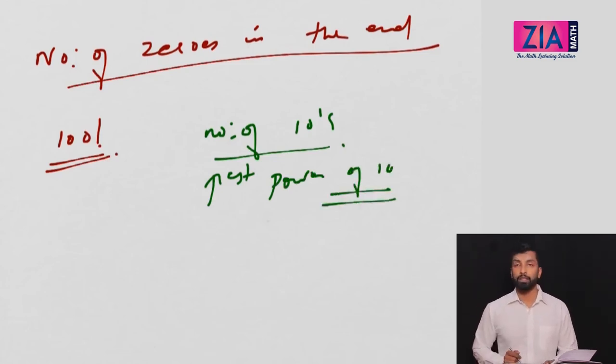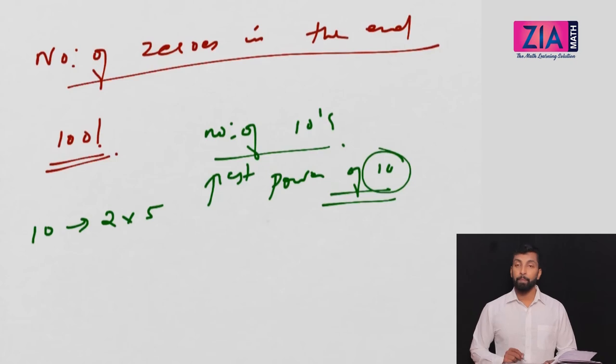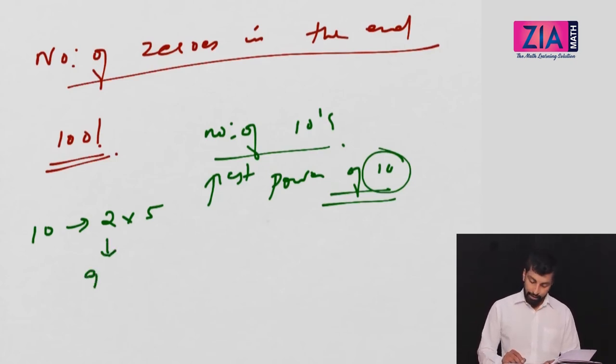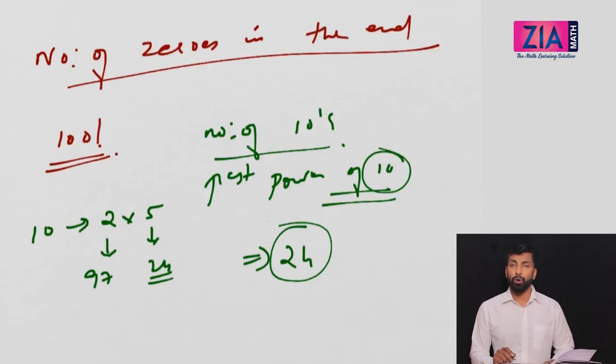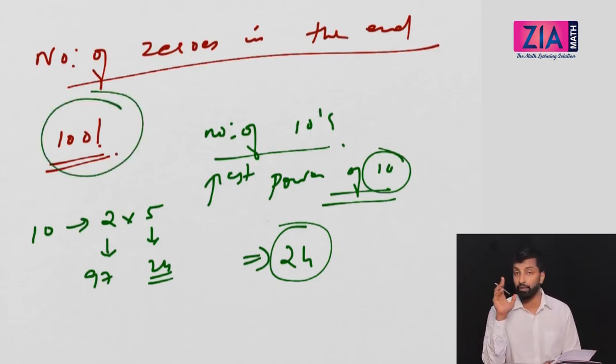Now you know the method for this directly, right? Because this is a composite number. 10 you will have to write it as 2 into 5, right? Then how many 2's are there in 100 factorial? You know 97. How many 5's are there? You already know this is 24. So how many zeros will be there? 24. So whatever be the number, instead of 100 it can be 200, 300, 500 or whatever it is.